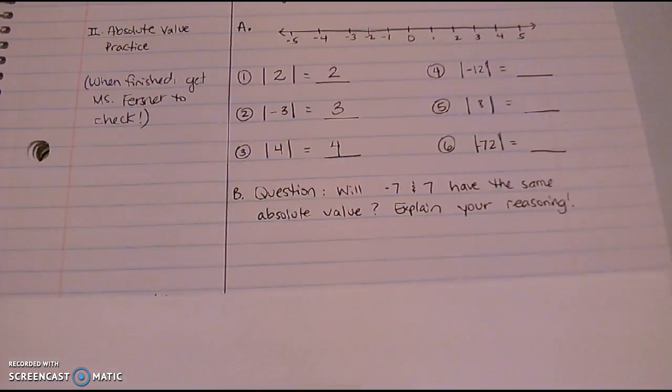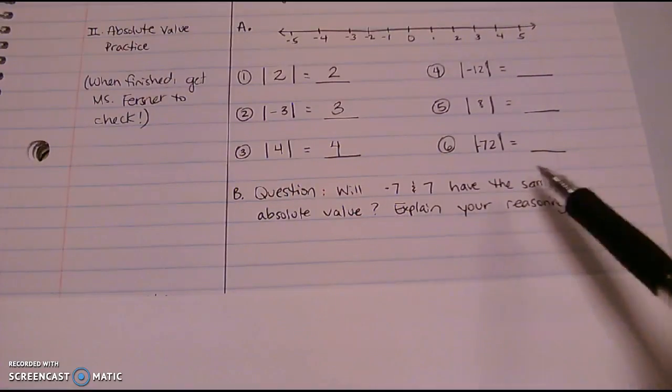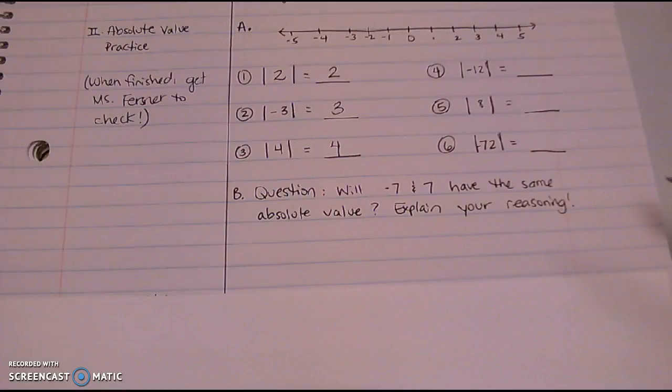Now that Ms. Fersner has checked your answers off, I want you to skip a line and write down this question in your notebook. Will negative 7 and positive 7 have the same absolute value? Please tell me yes or no and explain your reasoning. Skip 3 lines to give yourself room to explain your answer to this question. And when you are finished, raise your hand so that I can check you off, and then you may move on to the next part of our notes.